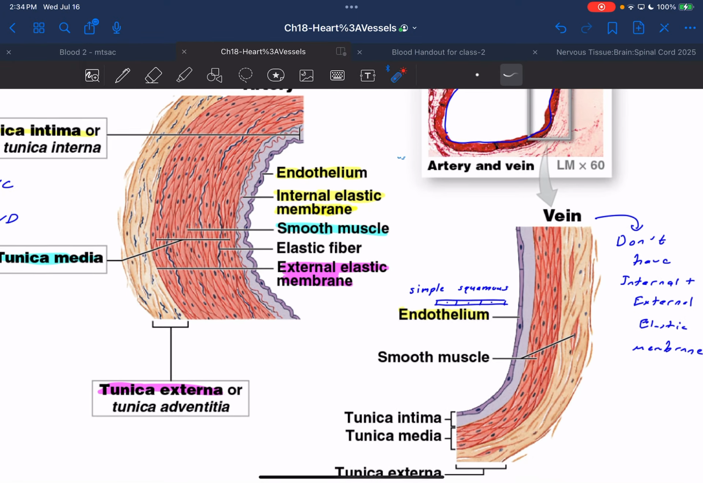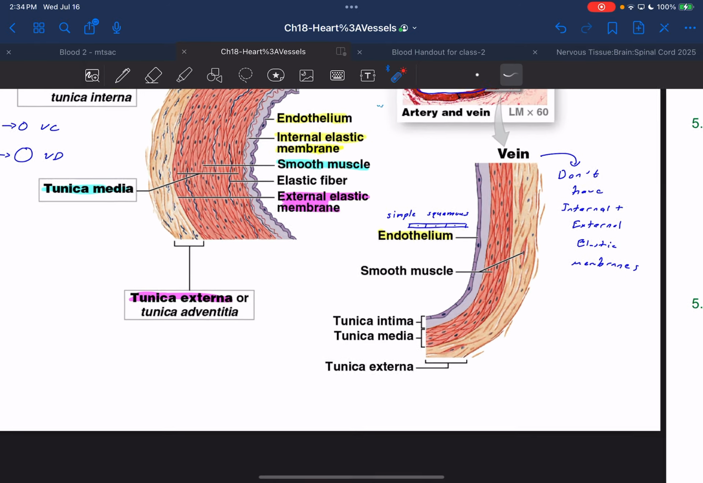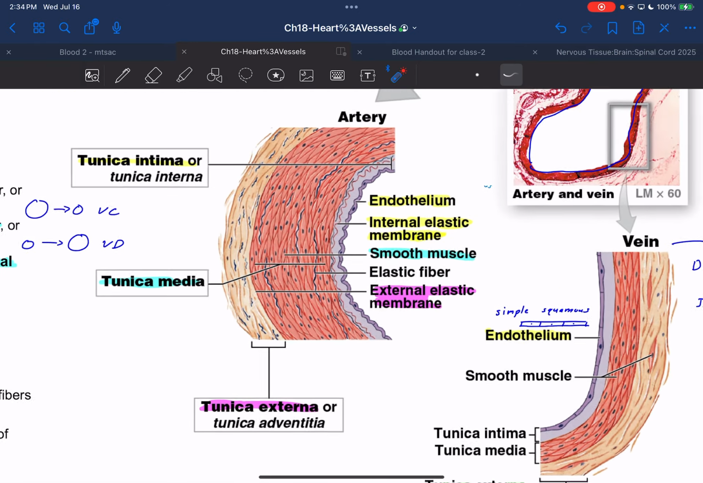These 3 layers will have the same name, whether it's an artery on that side or a vein on this side. I know my screen blocks a lot of your view there. So this one up here is your vein. This one is your artery.